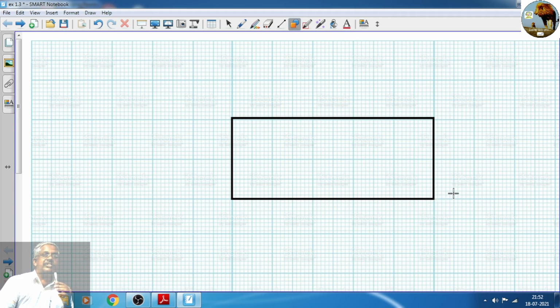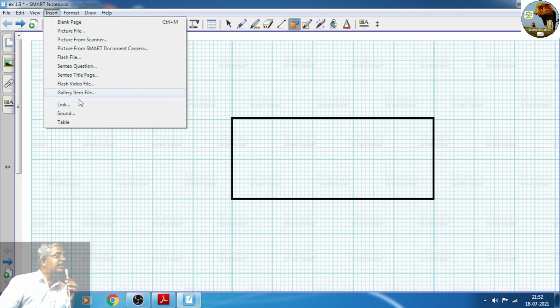The question is, I have placed this rectangle on the graph sheet. Now, as I mentioned before, what is this graph sheet? The graph sheet you are looking at there is of 1 centimeter units.